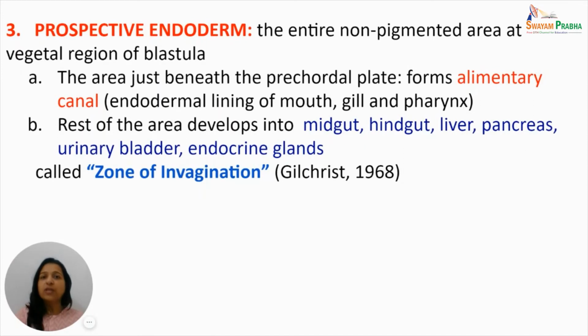The prospective endoderm lies on the entire vegetal region of the blastula, which is the non-pigmented part of the blastula. Now, this prospective endoderm consists of an area just beneath the prechordal plate, which will form the alimentary canal, that is, the endodermal lining of the mouth, gill, and pharynx, while the rest of the area develops into midgut, hindgut, liver, pancreas, urinary bladder, and endocrine glands. The prospective endoderm is called the zone of invagination because the endoderm undergoes invagination, gastrulation movements, during the process of gastrulation.